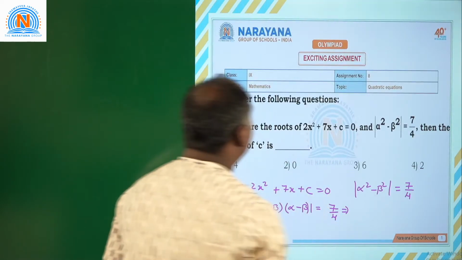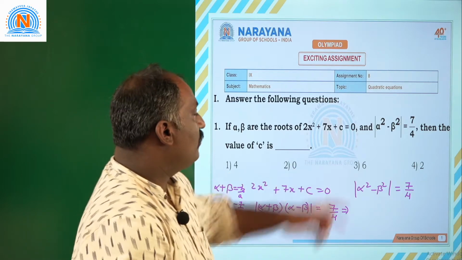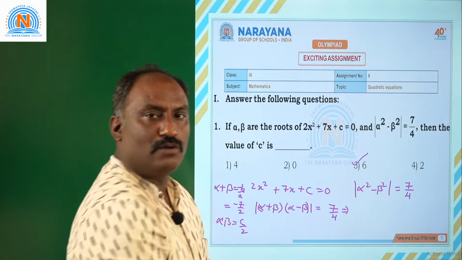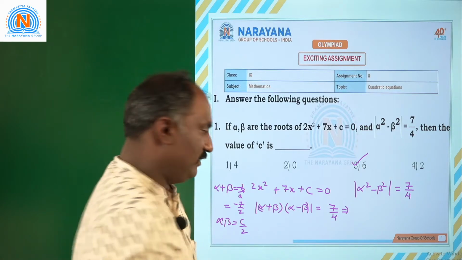Once we check the options, here c is equal to 6 is the third option. Okay, hope you understood the first question. We are moving to the second one.